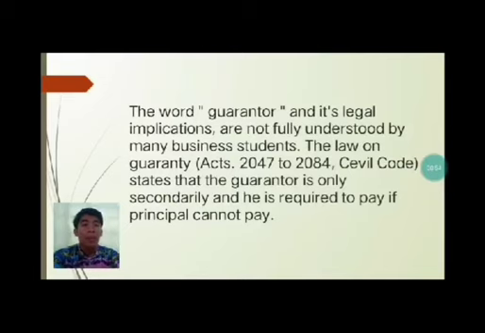The word guarantor and its legal implications are not fully understood by many business students. The Law on Guarantee, Articles 2047 to 2084 of the Civil Code, states that the guarantor is only secondarily liable, and he is required to pay only if the principal cannot pay.